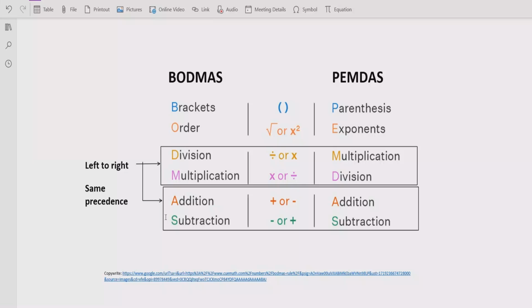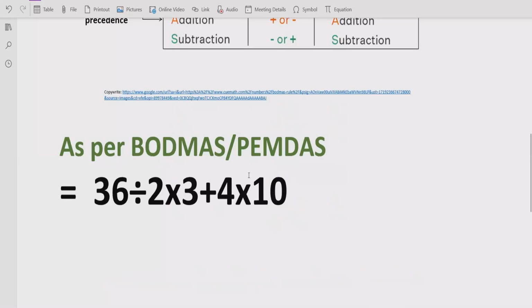Step number 3 is you have to solve division and multiplication. Both have similar precedence, so you can solve any of them which is coming first. So what will you do? You have to go left to right in your expression and find division and multiplication. Similarly, for addition and subtraction, we have the same rule. We can solve addition first if it is coming first, and we can solve subtraction first if it is coming first. Now, let's move forward to solve the given expression.